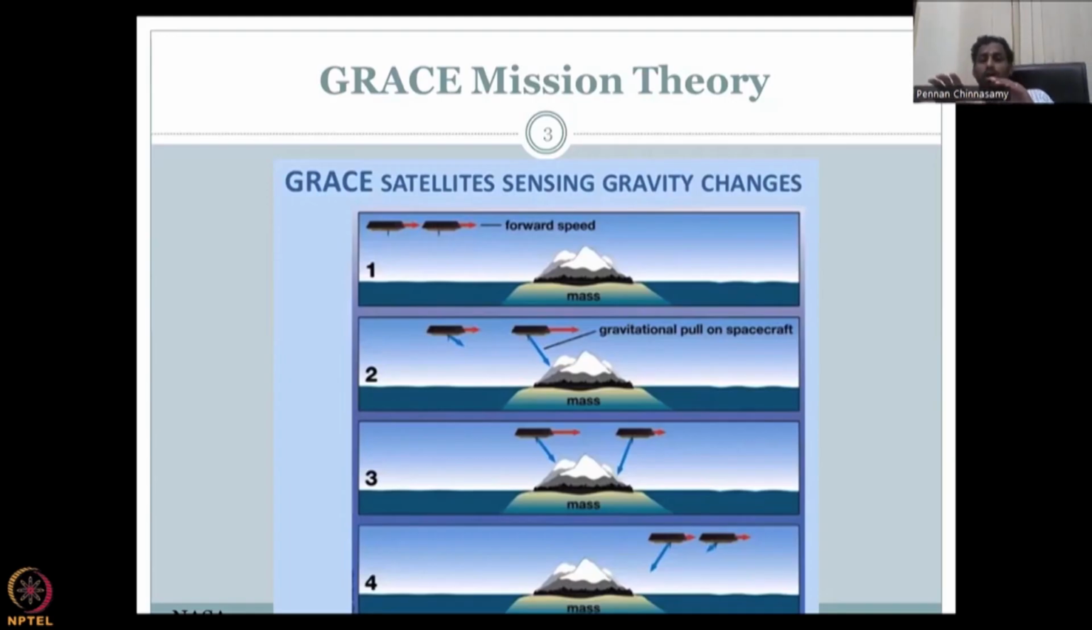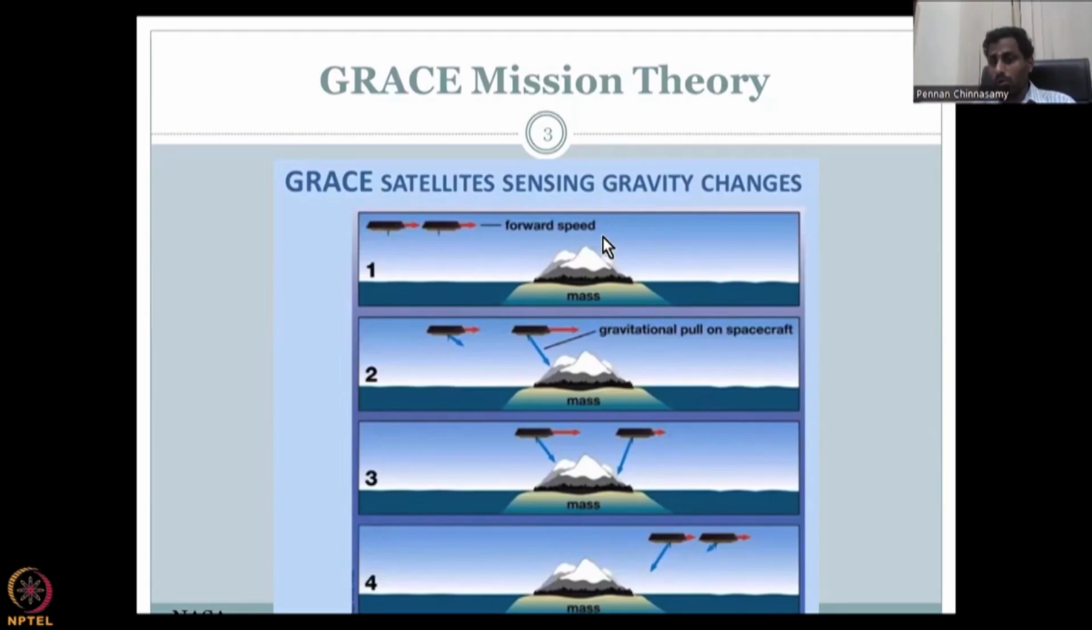Now the first satellite goes around the Earth, and when it goes faster, the second satellite goes faster. When it goes slow, this goes slow. This change in speed is measured, and the speed is then converted to a gravity change, because when the gravity changes, the speed changes. So this is how the GRACE system works in a very simplistic manner. There's much more physics in it, but I'm just explaining the simplistic manner.